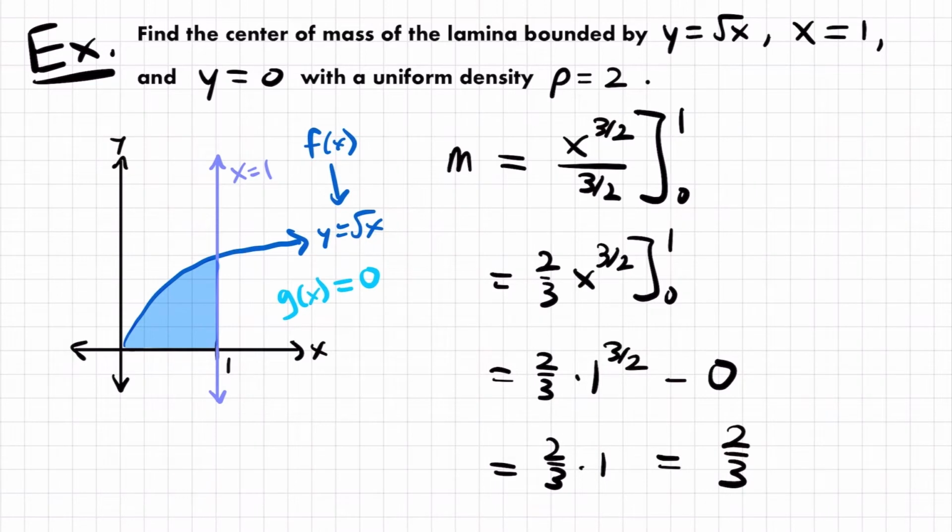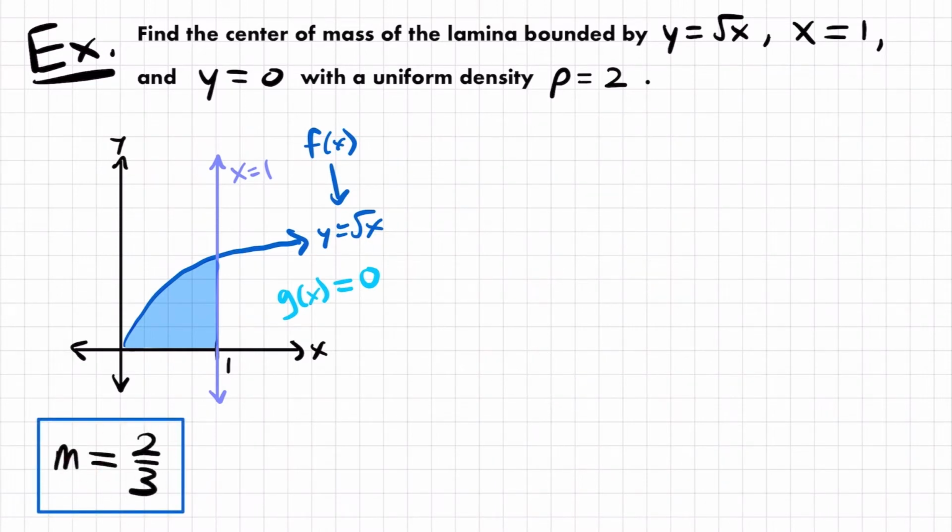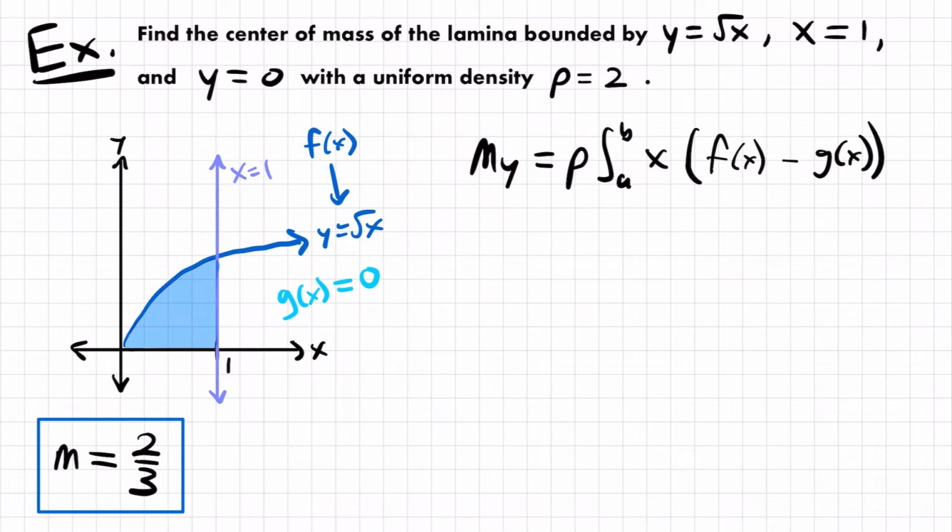Okay, and so if I clean up my work here, I put our mass value down here. Remember that the mass of the lamina is 2/3, and now we can start to calculate our moments about each axis. And so let's start with the y-axis. The moment about the y-axis will be equal to rho times the integral from a to b of x times f of x minus g of x, and that will be multiplied by dx. All right, and so let's set this up. This will be equal to rho, but we can ignore that, just like we ignored it when we calculated the mass. It's just going to divide out anyway when we calculate the center of mass.